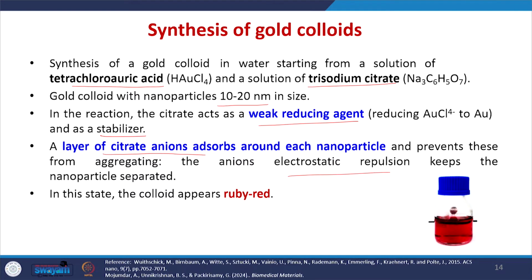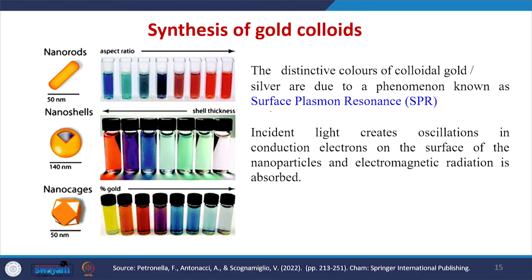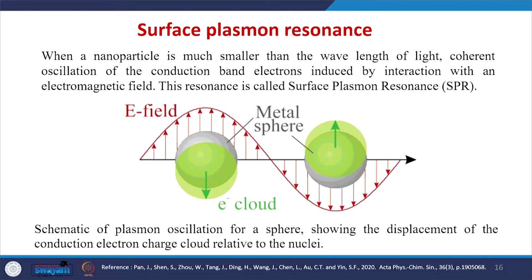Once the nanoparticle is formed, you get this kind of ruby red color. Once you get the ruby red color, you can confirm that you made the gold nanoparticles. Whenever we synthesize gold or silver colloids, we get different colors with respect to shape and with respect to size. The reason is surface plasmon resonance. Here also you can see, with respect to the size and shape, you are getting different colors. Let us see what is surface plasmon resonance.